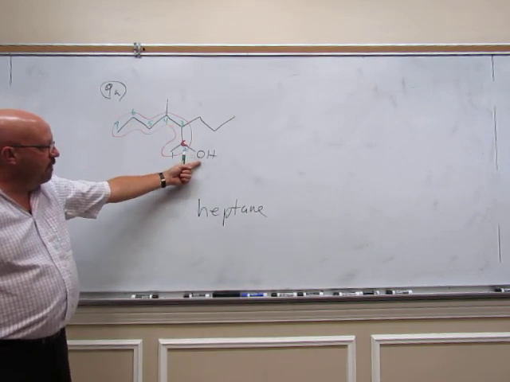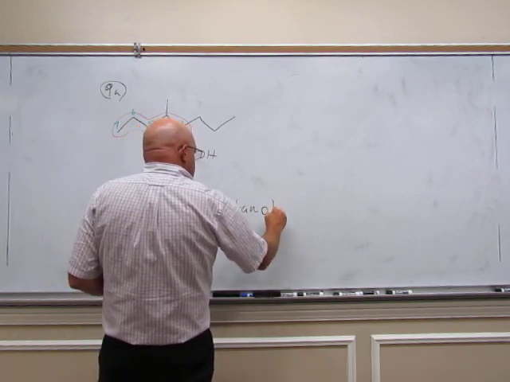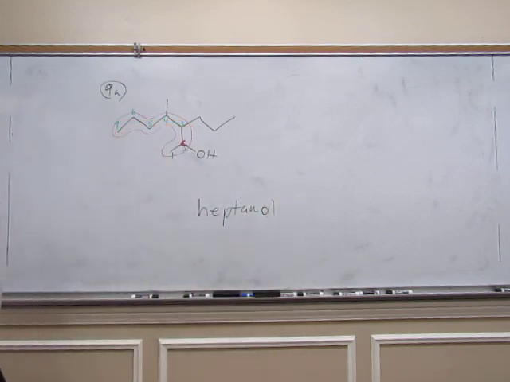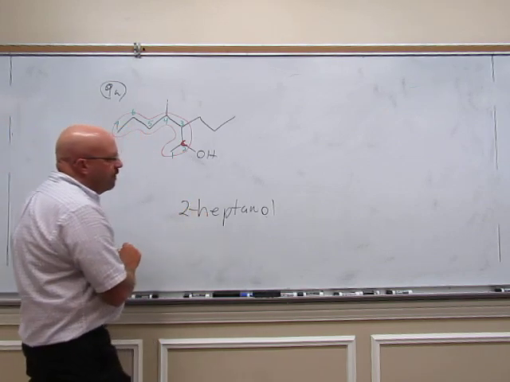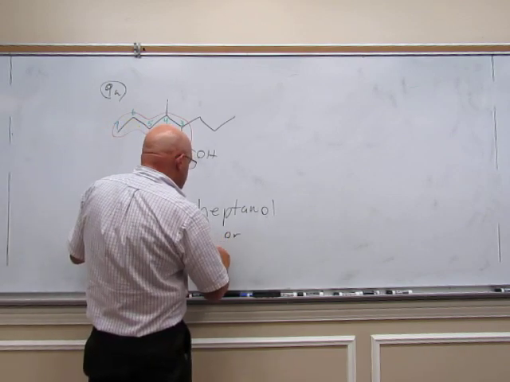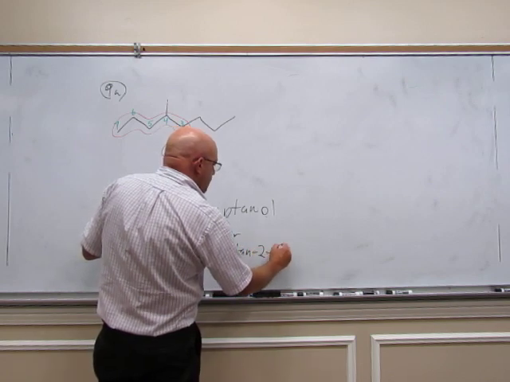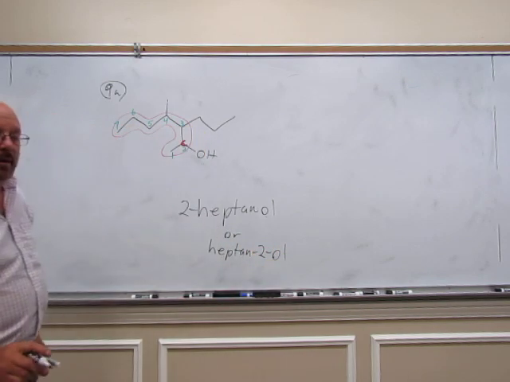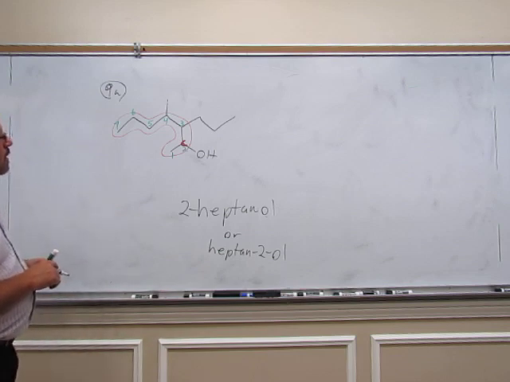For the alcohol, we drop the E off the end and add OL. So this is a heptanol. I must tell the position of the alcohol group. It is on carbon number 2. You can put the 2 in front of the parent name, or you can put the 2 in front of the ol. Personally, I like the bottom one better, but either one is perfectly acceptable.